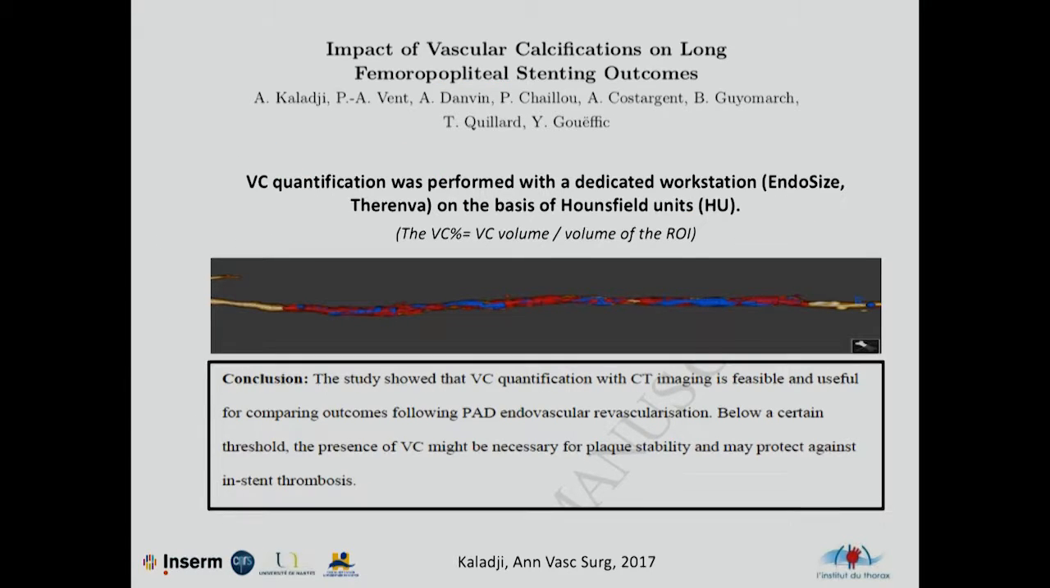And my team, we have published this study. We assessed the total calcification burden at the SFA level using CTA and a dedicated workstation from Therenva, from France. And we showed that it was possible using this software to assess the total calcification. But we also showed that below a certain threshold, the presence of vascular calcification might be necessary for plaque stability and may protect against in-stent thrombosis. So again, calcification influences outcomes of the disease.